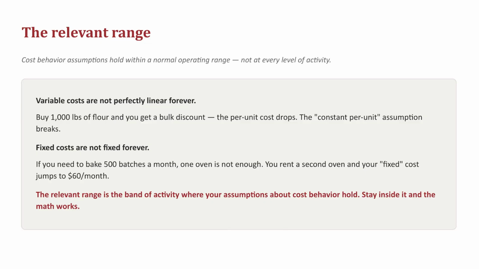Outside it, the pattern can break. Buy 1,000 pounds of flour and you may get a bulk discount, so the per unit cost drops. Push production to 500 batches a month, and one oven may not be enough, so you rent a second oven and fixed cost jumps. For your project, the relevant range is probably somewhere inside your normal batch volume, where the math is useful and realistic.